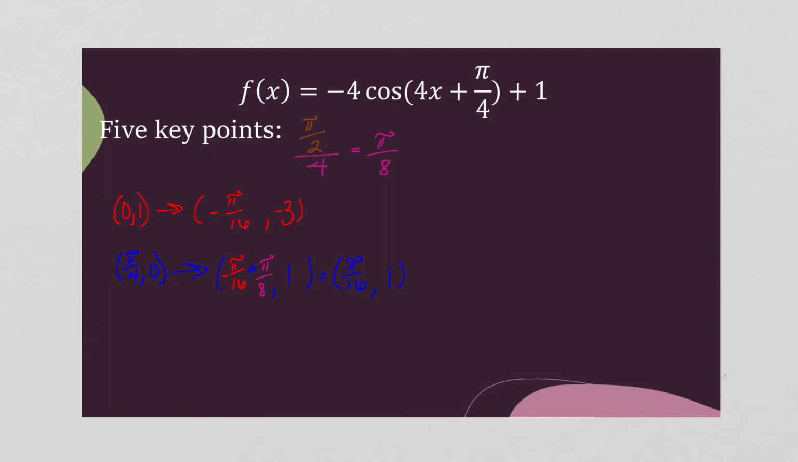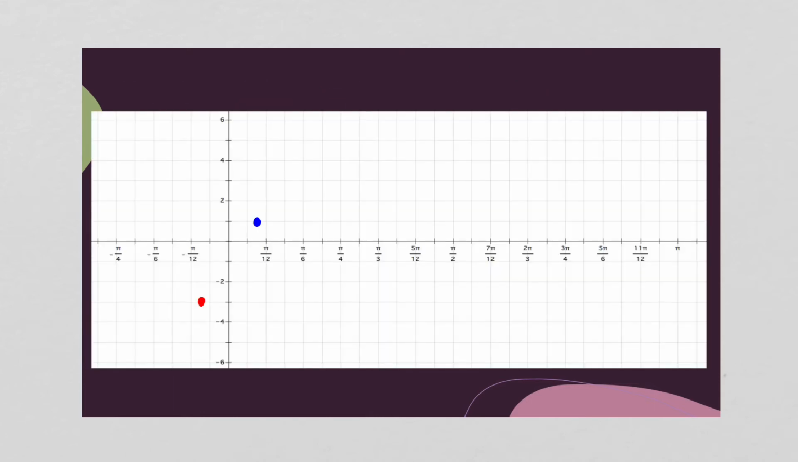Okay, the next point would have been at pi over 2, negative 1. So what's that going to look like? Okay, so pi over 2, negative 1, it would have been right there. This is yellow, it's hard to see. Let's do it in black.